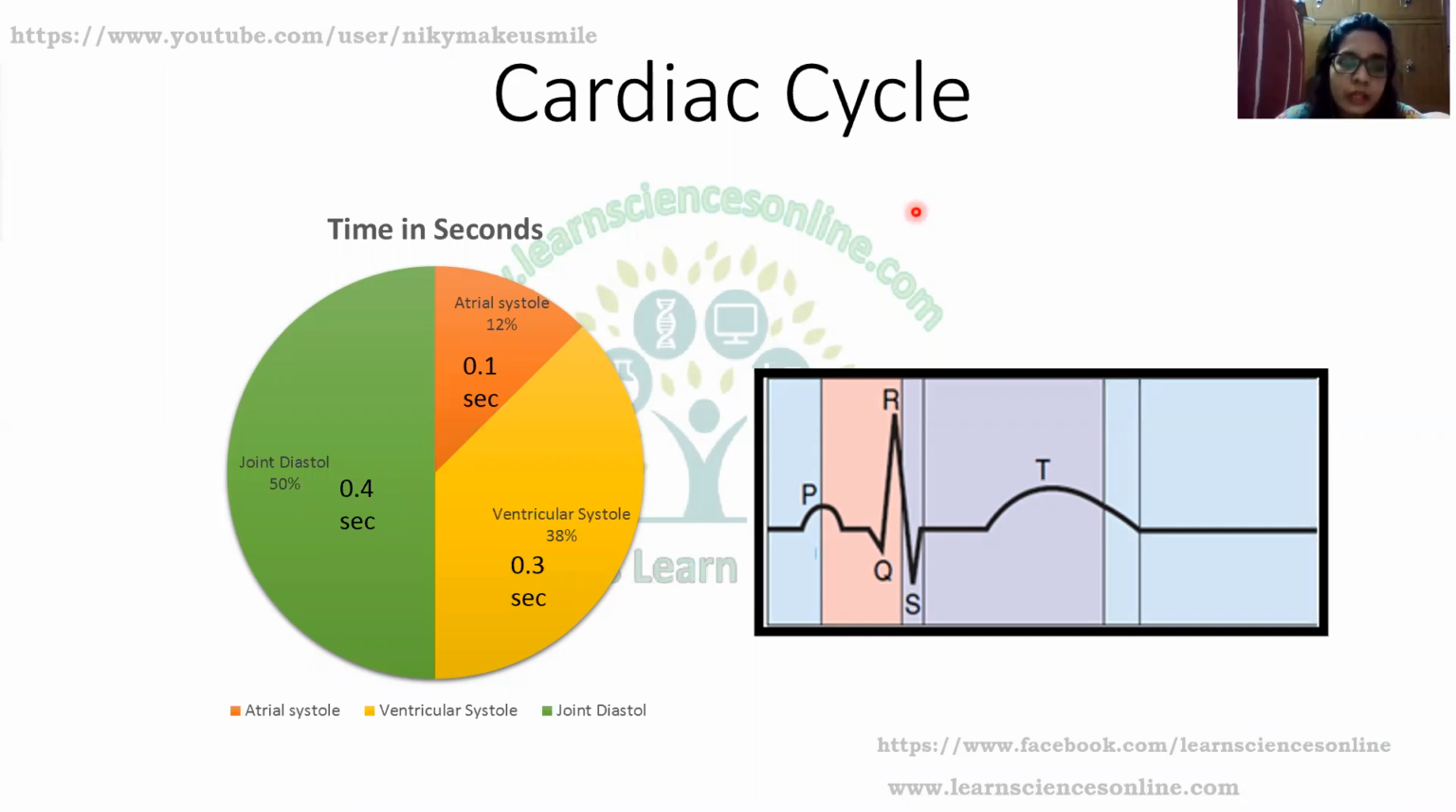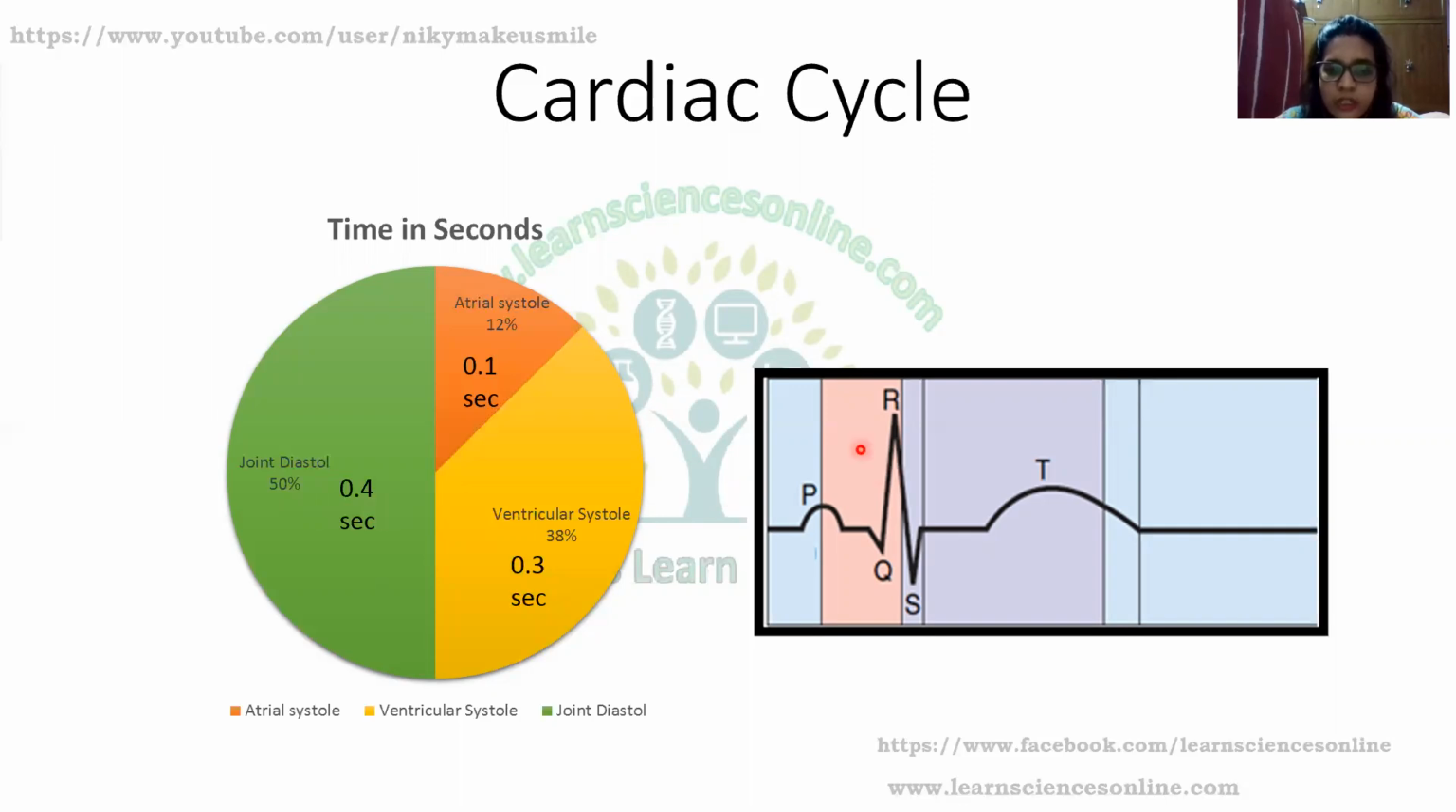Basically, the cardiac cycle completes in three phases, that is atrial systole, ventricular systole and joint diastole. So out of 0.8 second, atrial systole takes 0.1 second, ventricular systole takes 0.3 second, and joint diastole, that is the relaxation phase, takes 0.4 second.